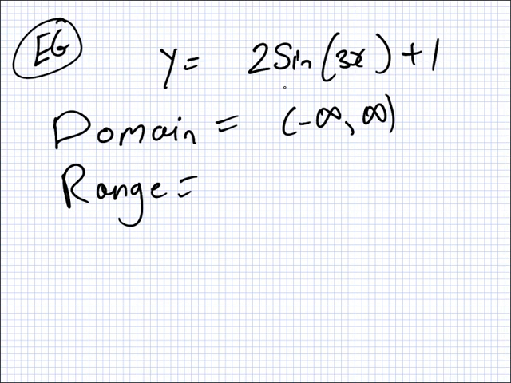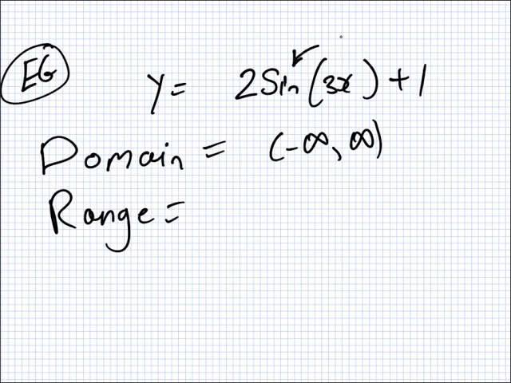Minus 1, 2, 3. No. Oh wait, sorry. Yes. What is it, the range? Minus 1 to 3. Yeah. Because what will happen is this sine could potentially be as big as plus 1 or as small as minus 1. So the biggest this could be is 2 plus 1, and the smallest it could be is minus 2 plus 1, which is minus 1. So the range of this function is minus 1 to 3.